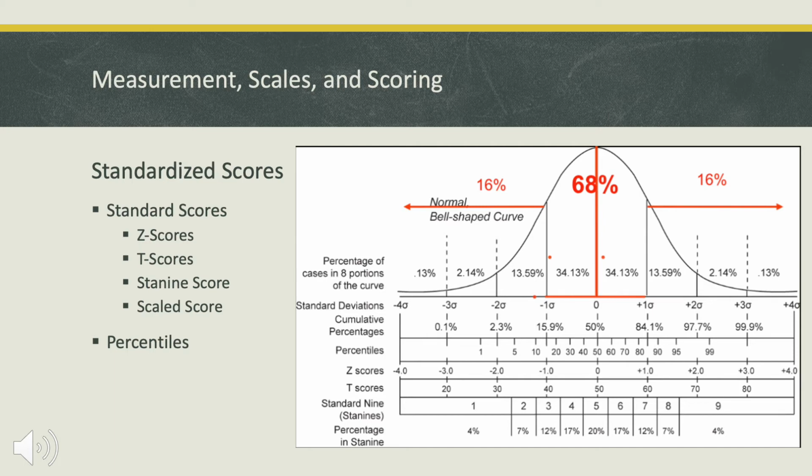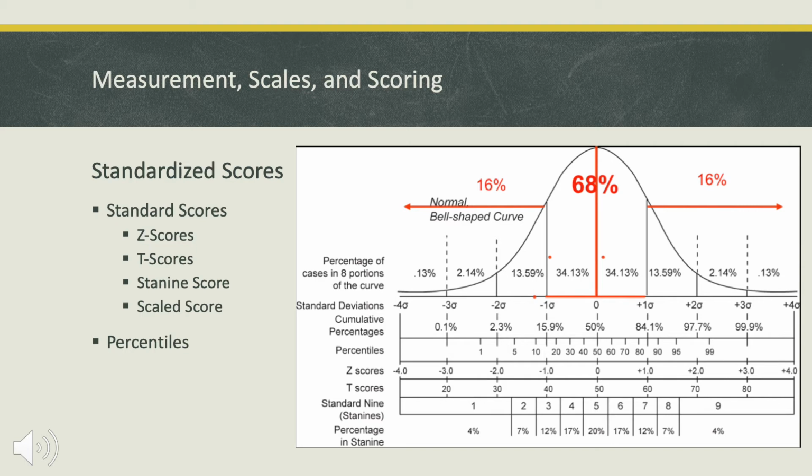Then you have z-scores, and the rest of the scores are going to fall under the standard scores. Z-scores describe the position of the raw score in terms of its distance from the mean, and it's measured in standard deviation units. If the z-score is positive, the value lies above the mean, and if it's negative, it lies below the mean. Again, it is a standard score.